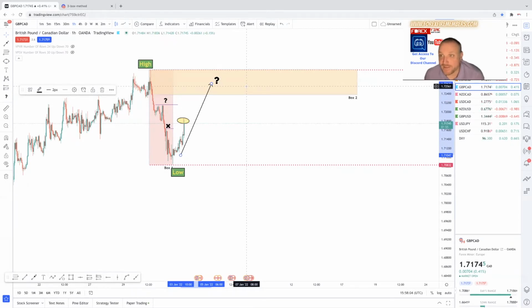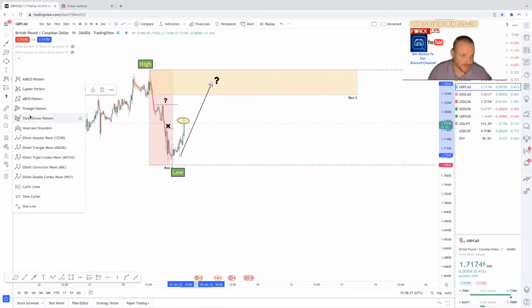Okay, where do you enter when we get into these zones? You are simply waiting for a simple maneuver of price, a bit like this, to show. Let's just show you as price is moving.